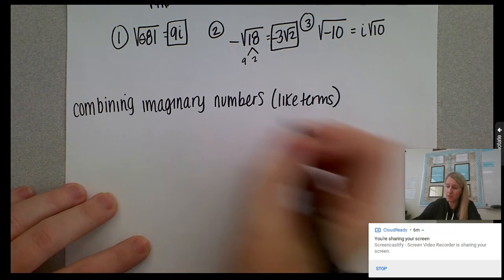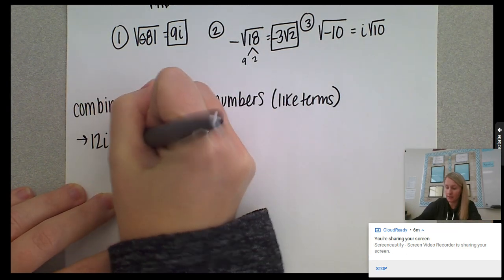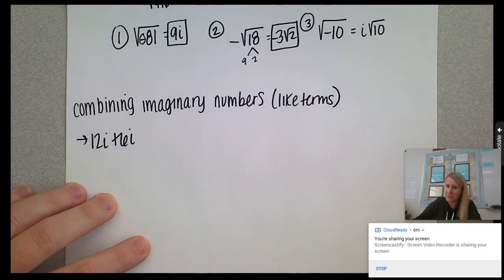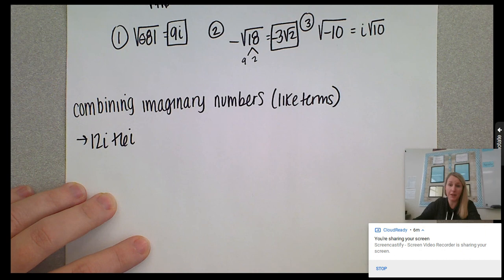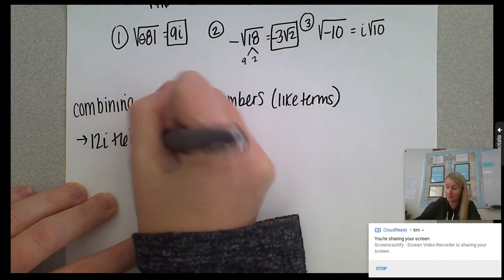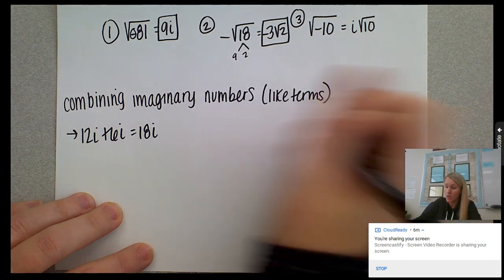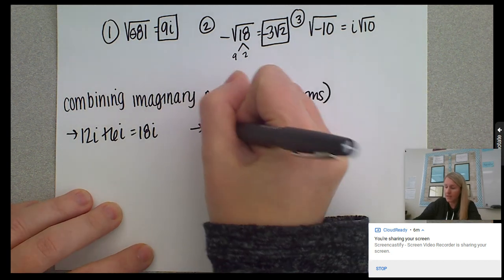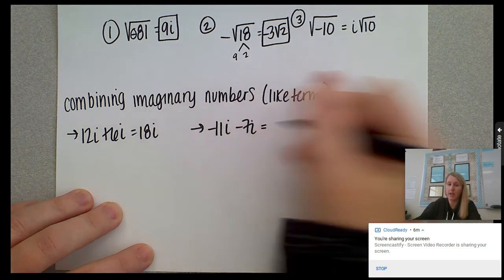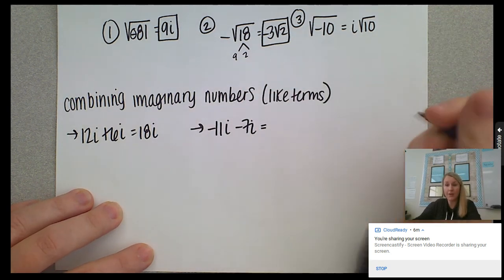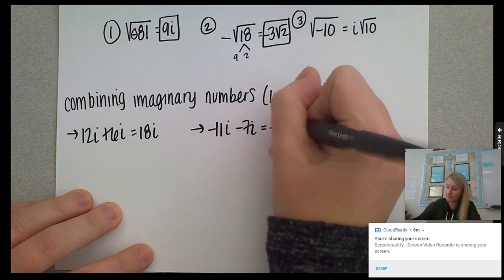So some examples. First example, if I had 12i plus 6i, you would say, okay, I'm just going to combine them, right? Because they're both imaginary parts. 12i plus 6i is exactly what you think it's going to be. It's going to be 18i. Just like combining x's or y's or whatever. So if I said negative 11i minus 7i, you would say, okay, just combining again. Since they're both imaginary, I can combine them. Negative 11 minus 7 would give me negative 18i.